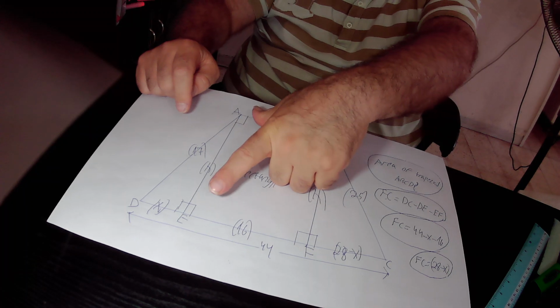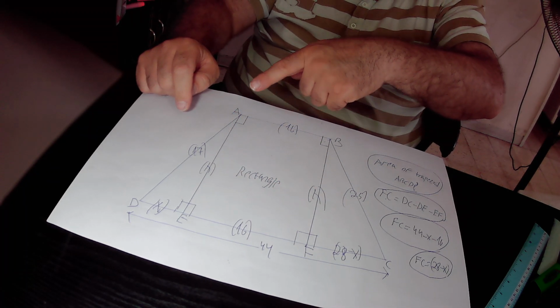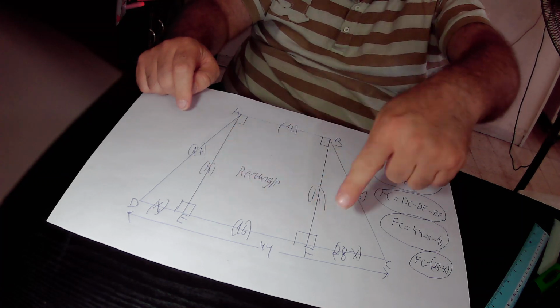Also define the length of line segment AE as h. AE is also the height of trapezoid ABCD. Why is AE the height? Because it creates 90 degrees with the base DC.